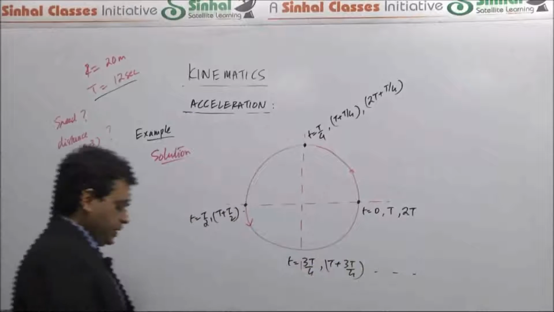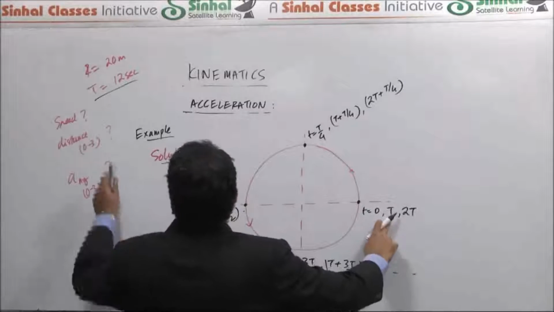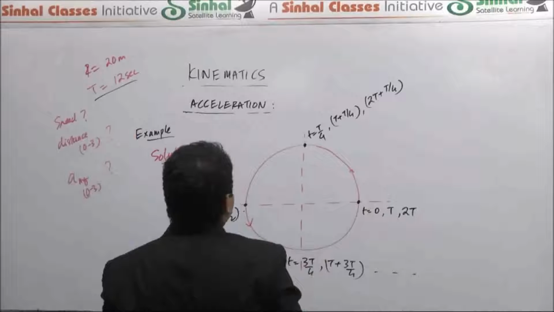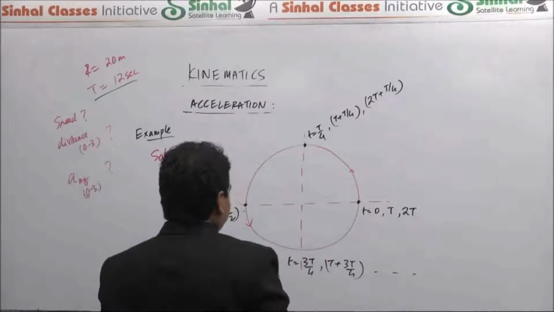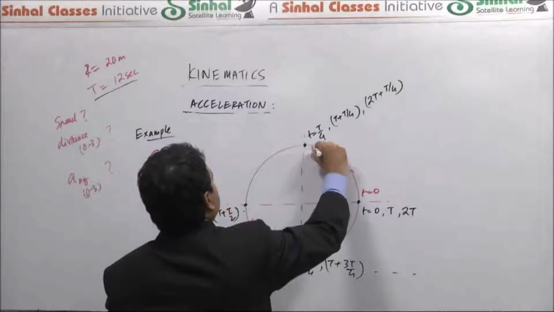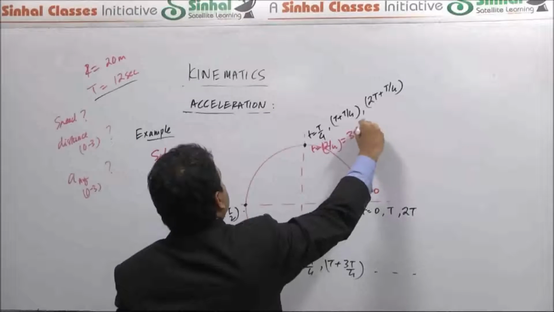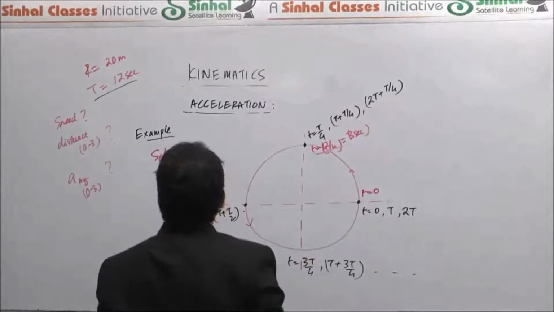So since the time period is 12 seconds, we can see that the 3 seconds we are talking about is 1/4 of the time. Okay? So t equal to 0 here, t equal to 12 by 4 or 3 seconds, the particle would be here.